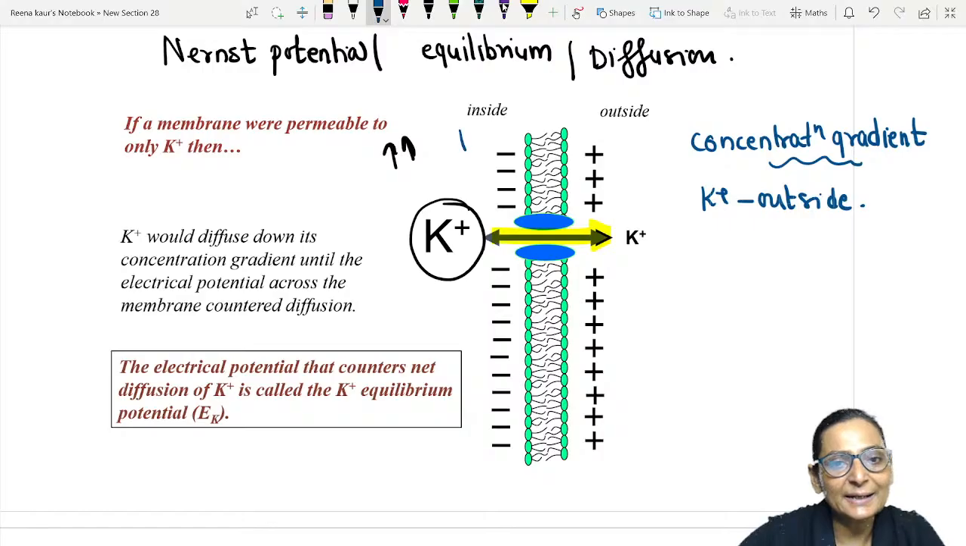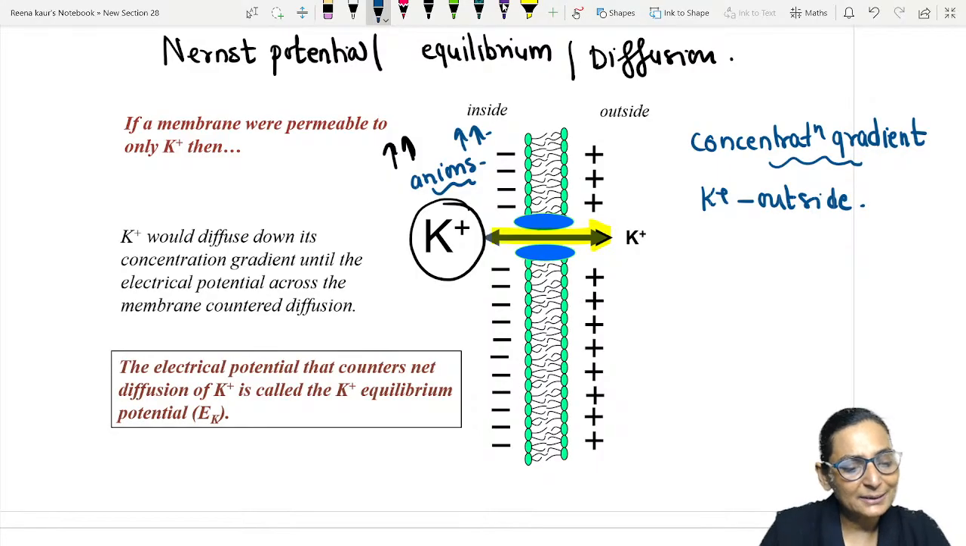Now, once the potassium ions start moving to the outside, what happens? The inside negativity increases, because inside there are a lot of anions, right? So the anions inside have increased. So what will happen? The potassium which went outside to the ECF will come back inside to neutralize the negativity. So when the potassium ions are coming from outside to inside because of the negativity, this is called electrical gradient.